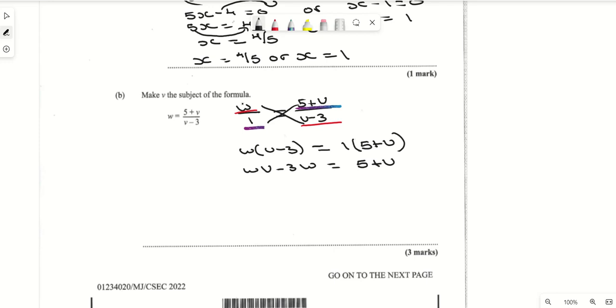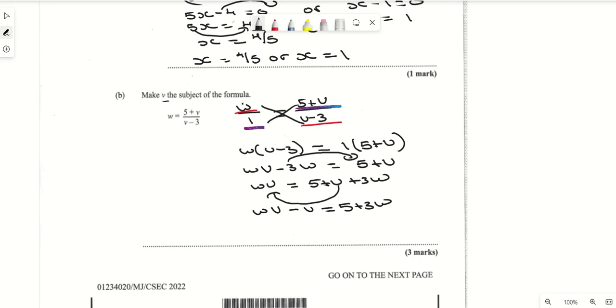Now, we want to make v the subject. So let's carry all the v's on one side and all the others on the next side. So we're going to carry across minus 3w on one side. So wv is equal to 5 plus v plus 3w, and then you're going to carry across v on the next side, so plus v is going to turn to minus v. So we have wv minus v is equal to 5 plus 3w.